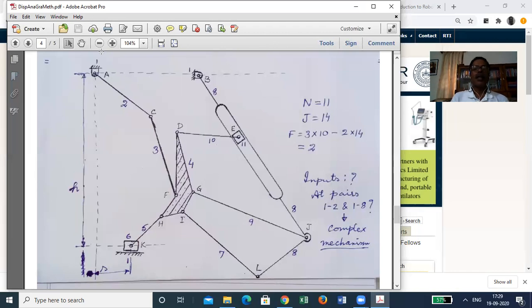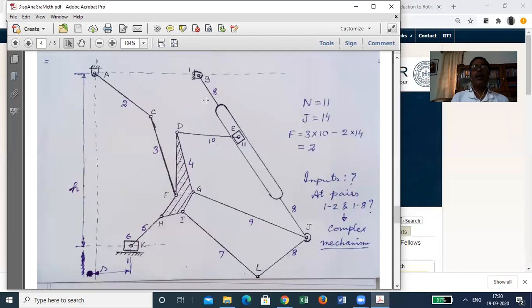So typically, I would think that link 2 should be actuated and link 8 should be actuated. And complex mechanism, why? Because by giving the input, you would have located point C, fine. And by giving this input, you would have located point J and point L and the line of E. That much you would have determined.